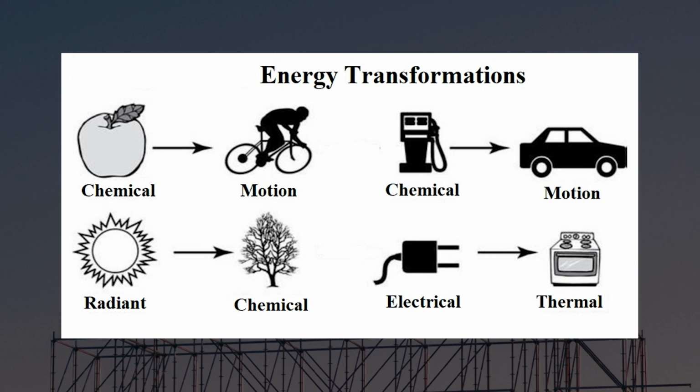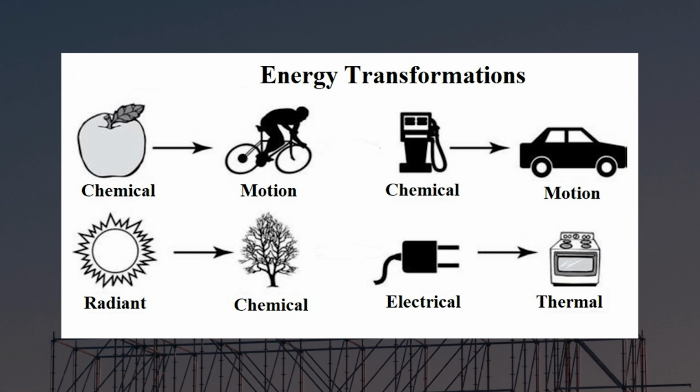Here in the first picture we can see chemical energy of a fruit is converted into motion. Once we are having this apple, once we are having our food, we get the chemical energy of that food, and that chemical energy is being used for any kind of motion by a human being. So, here we can see in this picture the chemical energy is converted into the motion.